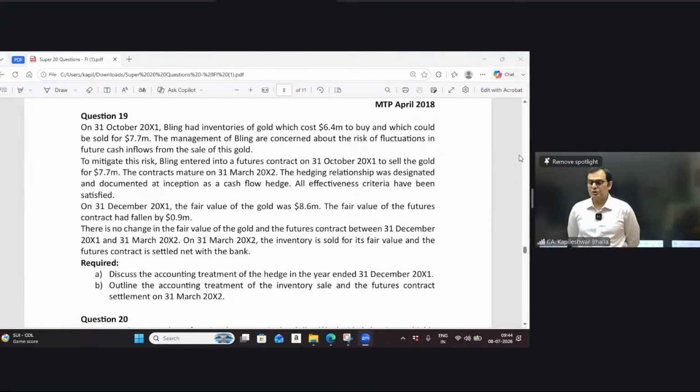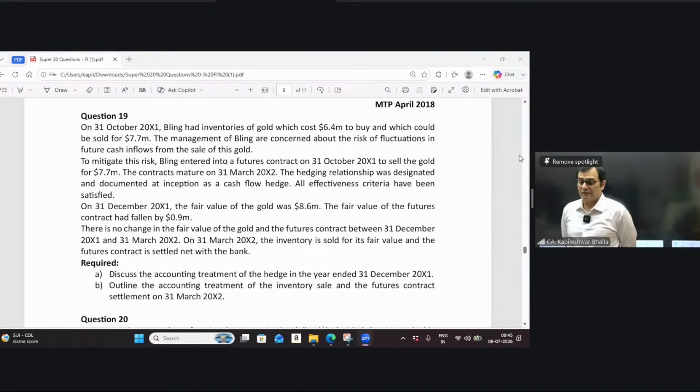The hedging relationship was designated and documented at inception as a cash flow hedge. All the effectiveness criteria are met. I think at this stage, I'd like to definitely pinpoint that gold is the hedged item and the futures contract is the hedging instrument. The effectiveness is tested, so the qualifying criteria get met, and it is a clear-cut case of a cash flow hedge.